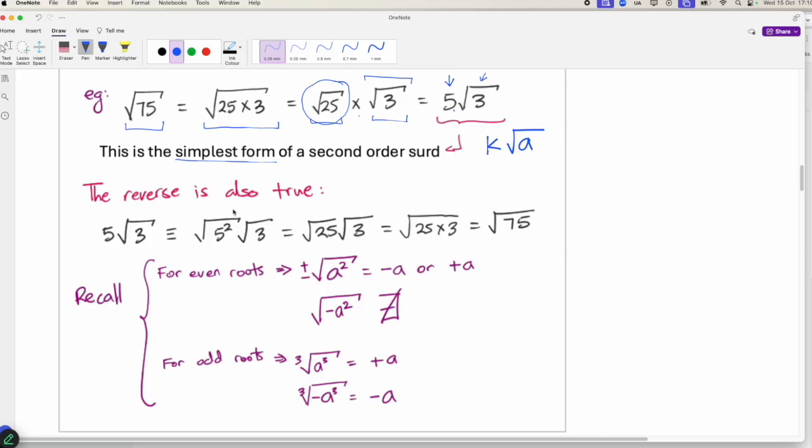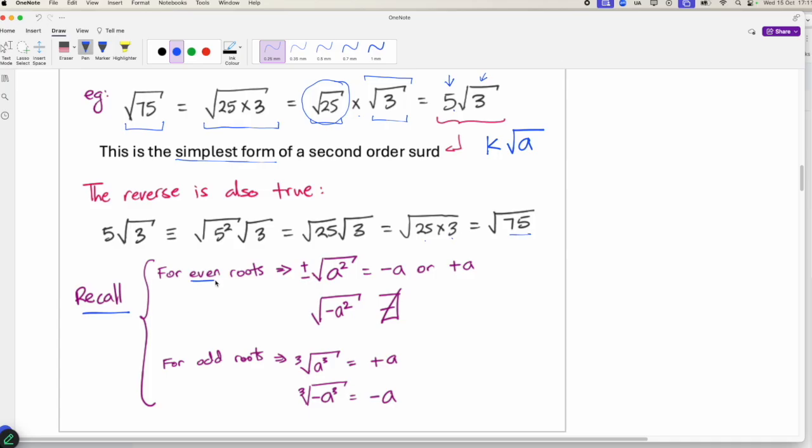The reverse is also true. If I have 5 times the square root of 3, I could put a square root sign over the 5. So 5 is really the square root of 5 squared, times the square root of 3, which is the square root of 25 times the square root of 3, which is the square root of 25 times 3, which is the square root of 75. So we could also do it the other way. Just recall these little rules that you're supposed to know already.